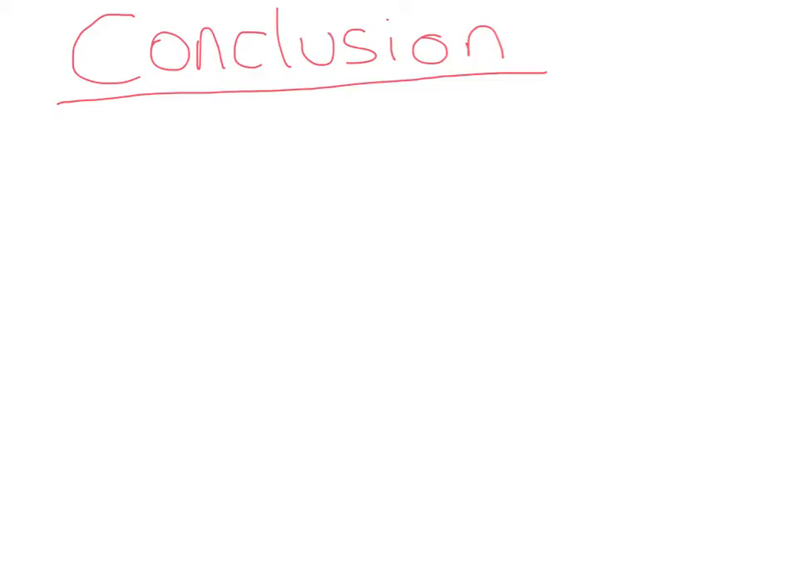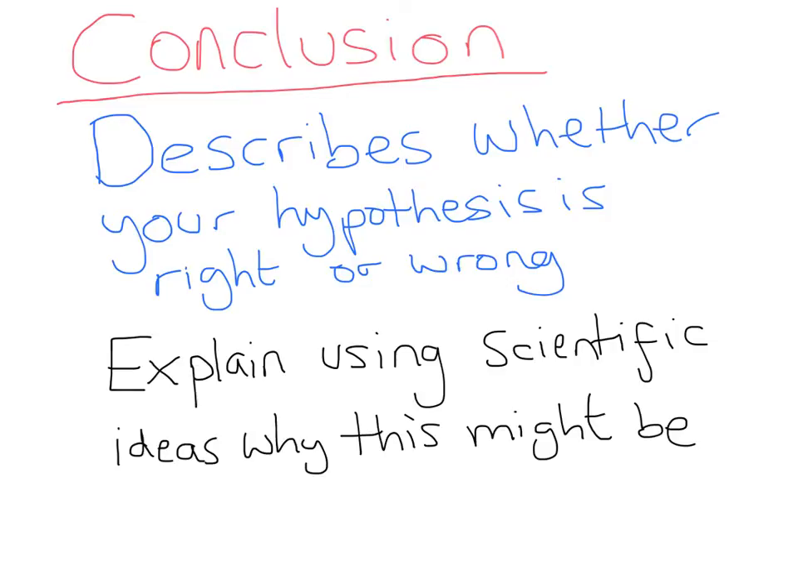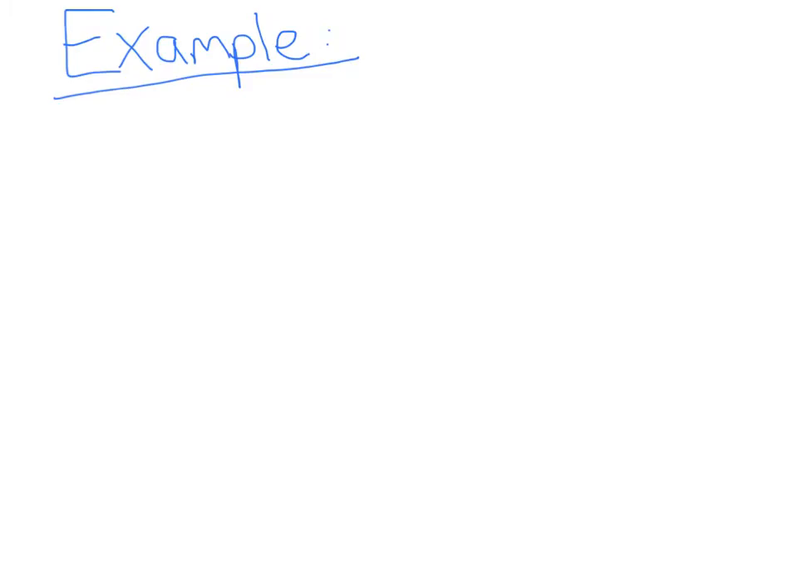Our conclusion. Our conclusion describes whether our hypothesis, the thing we started the investigation with, is right or wrong. We can also begin to explain why that might be, using some of our scientific ideas. Let's have a look at an example.